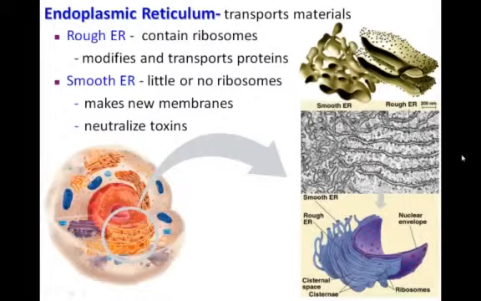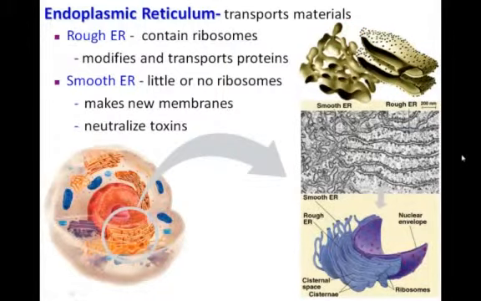The endoplasmic reticulum transports materials. So if the ribosomes build proteins, then the rough ER and the smooth ER are in charge of actually transporting those proteins. We'll start with the rough endoplasmic reticulum. They contain on the outside surface ribosomes, so they literally look rough. They modify and transport any of the proteins the ribosomes would be sending.